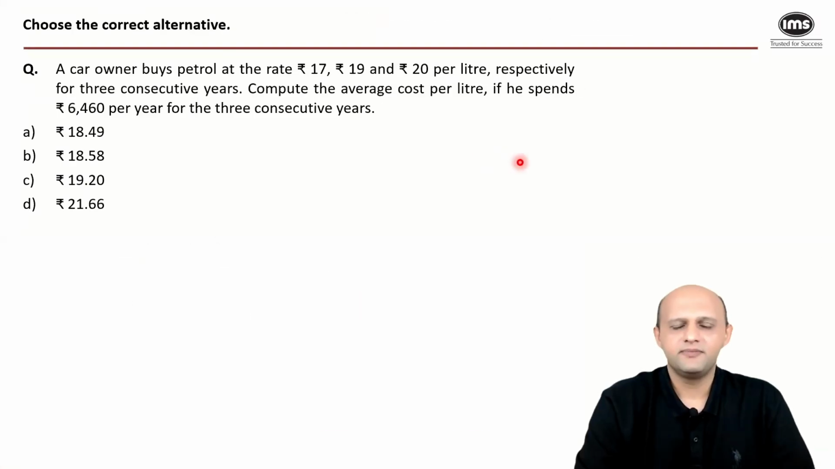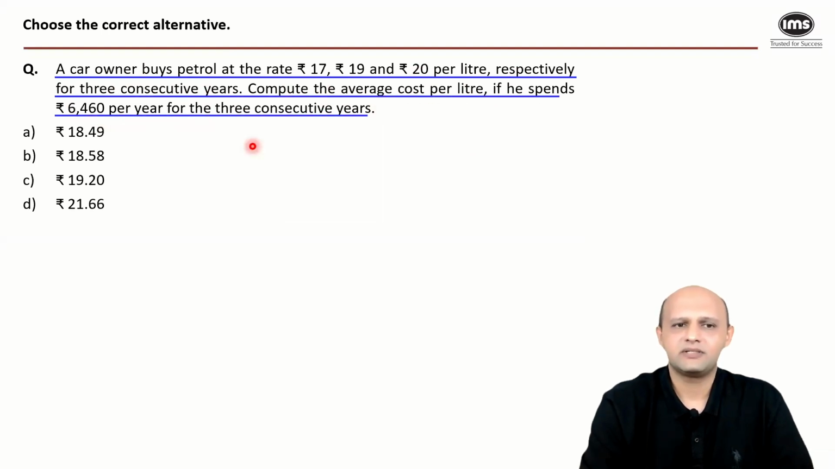Let us look at the question here. A car owner, it says, buys petrol at the rate of 17, 19 and 20 rupees per liter, respectively, for 3 consecutive years. Compute the average cost per liter if he spends 6,460 per year for the 3 consecutive years. Okay, an interesting question. Basically, it's an application of weighted average. So let us understand how to evaluate that.